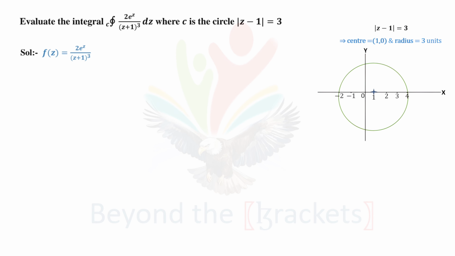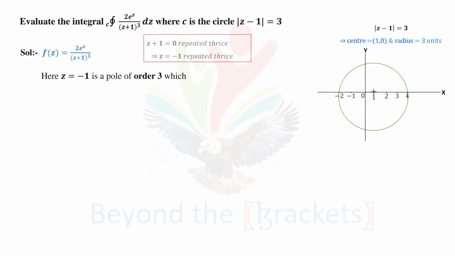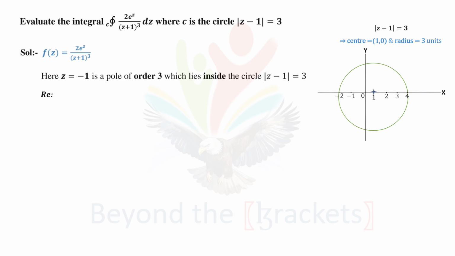To find the poles, equate the denominator to 0. Denominator has (z plus 1) whole cube. So here z is equal to minus 1 is a pole of order 3. Also, the pole lies inside the given circle. To find residue at z is equal to minus 1, since it is a pole of order 3, we have m is equal to 3 and a is equal to minus 1.